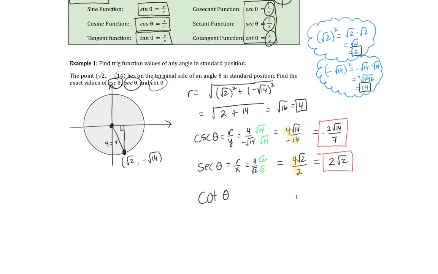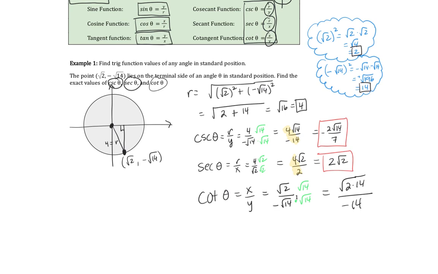And cotangent is defined as x over y. So our x is square root of 2, our y is negative square root of 14. So now we're going to rationalize the denominator. Multiply the numerator and denominator by square root of 14. And if you have two radicals being multiplied, those get to come and get multiplied within your radical. So we'd have square root of 2 times 14. In the denominator, we would have square root of 14 times square root of 14, which simplifies to 14.